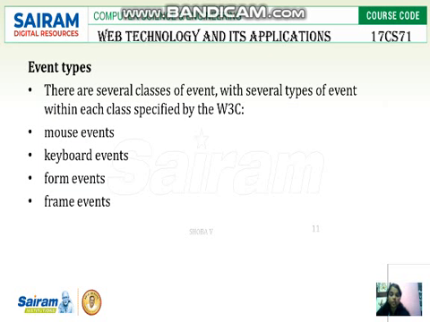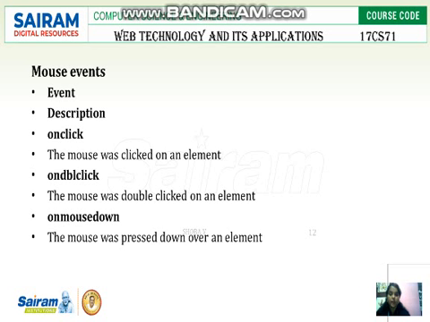So these are the event types: mouse events, keyboard events, form events, and frame events. When we look at mouse events, we can mostly use the event handler called onclick. We use this event once the mouse is clicked on an element, and dblclick means the mouse was double clicked. onmousedown means the mouse was pressed down over an element. So these are the events we can use for mouse events.